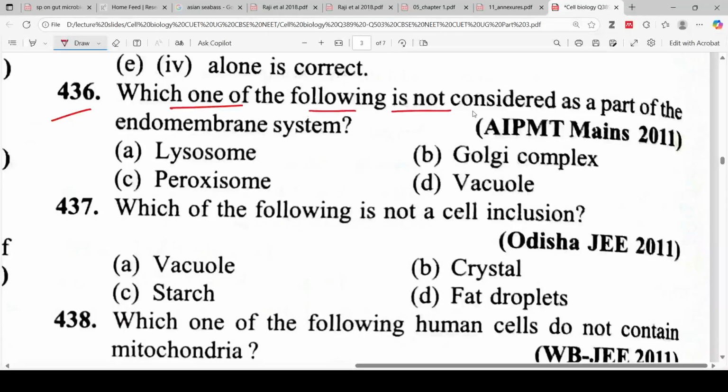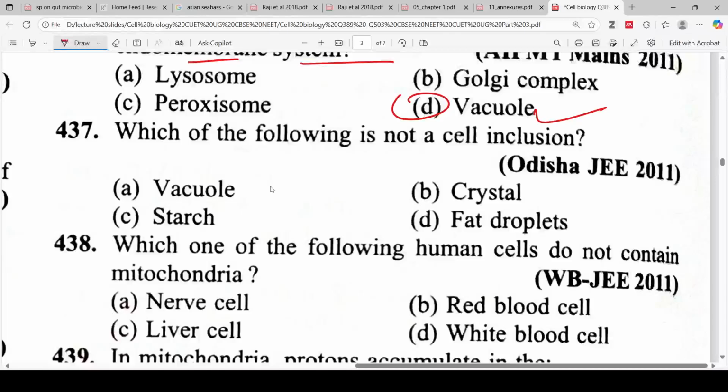Which one of the following is not considered as part of the endomembrane system? So vacuole is not considered as the part of the endomembrane system. Next question, which of the following is not a cell inclusion? Vacuoles, starch crystal, and fat droplet. So the vacuole will be the correct answer.